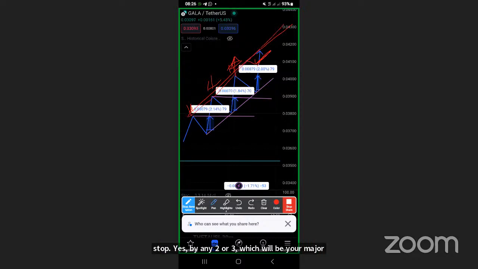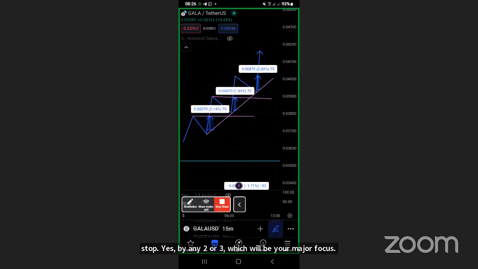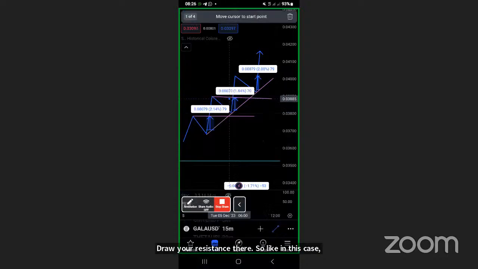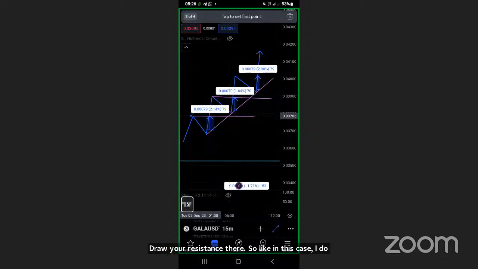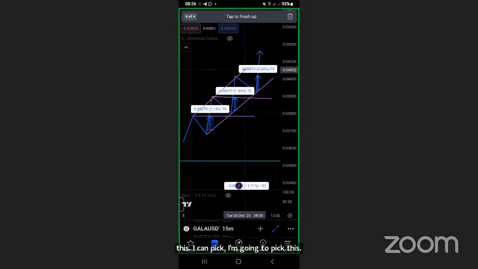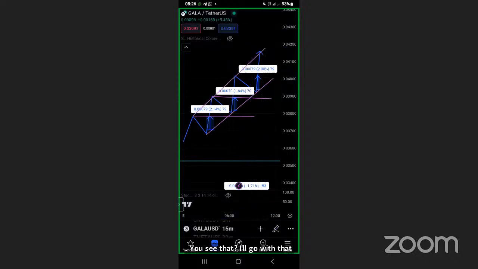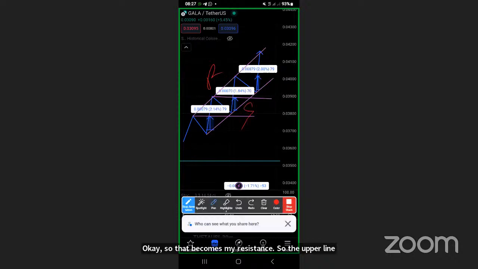Draw your resistance there. So like in this case, I do this. I can pick and say I'm going to pick this, maybe this, and that. You see that? I'll draw with that. See? So that becomes my resistance. So the upper line becomes my resistance line and the lower line becomes my support. So I want to monitor how the market price is going to fare within this. When you draw both support and resistance, you would have established what we call a parallel channel.